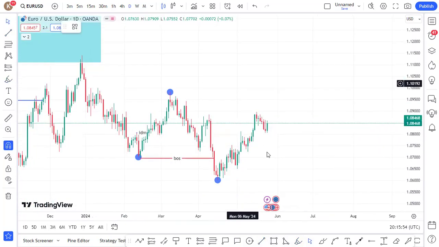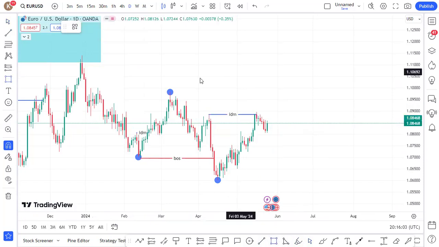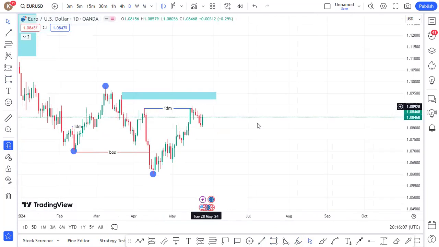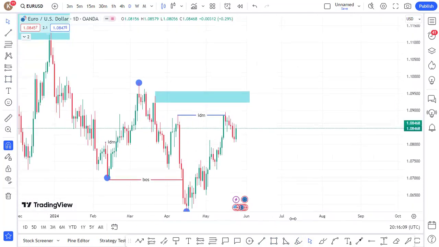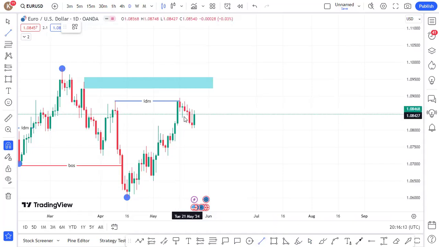The BOS. Now, where's the new inducement? The new inducement is here, which has been swept. After the market swept that inducement, I would have wished to sell on this supply here, but the price is kind of going to the downside. We can see the strength of the price trying to go to the downside, and this is a single candle order block confirmation.